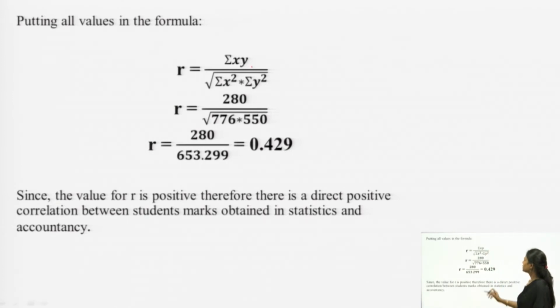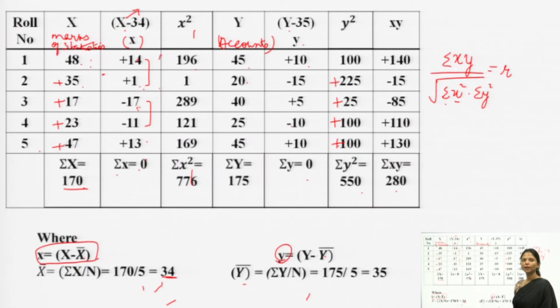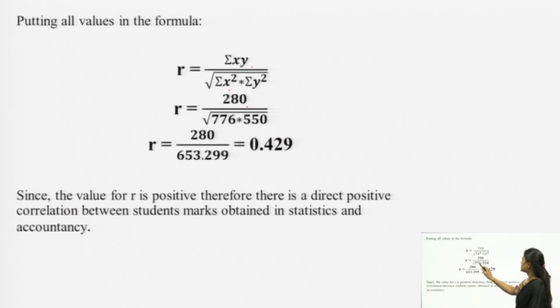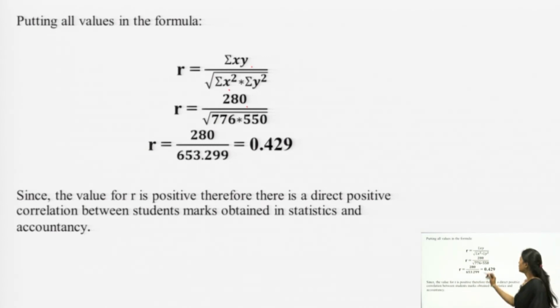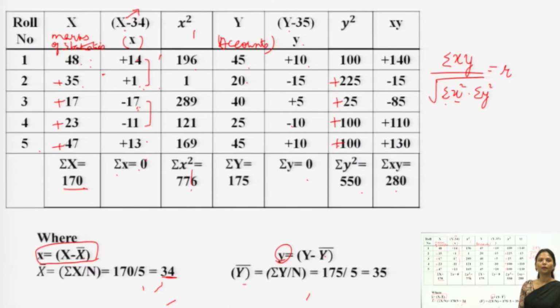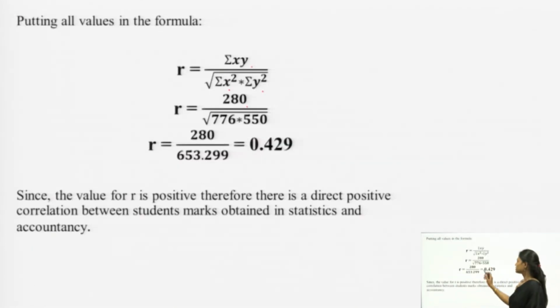The value here was 280, so I have put the value as 280 in place of summation of xy. In place of summation of x square, we had the value as 776, so I have put 776 here, multiplied by summation of y square, for which I had the value 550. Now, solving it further, 280 divided by under root of 776 into 550 gives me the value of 653.299.